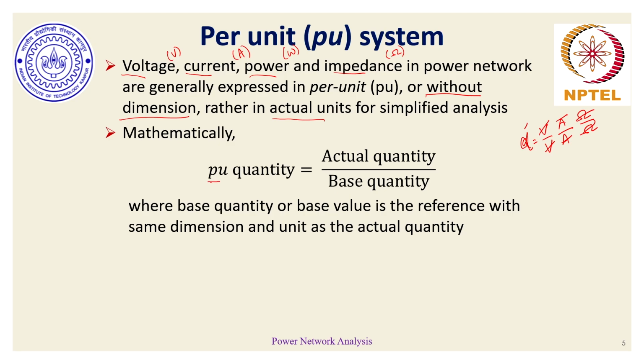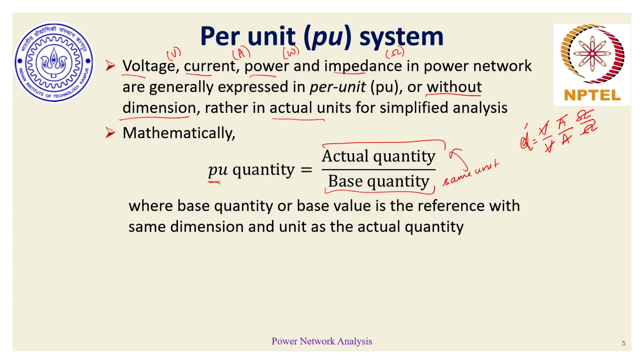Per unit quantity, or PU in short, is the ratio of actual quantity divided by the base quantity. This base quantity should be of the same unit as that of the actual quantity. That's the only possibility for defining per unit quantity. If we define per unit quantity with the numerator of the ratio being voltage and base being current, it doesn't remain per unit, it basically becomes an impedance. So the same unit notion is important here for defining PU.